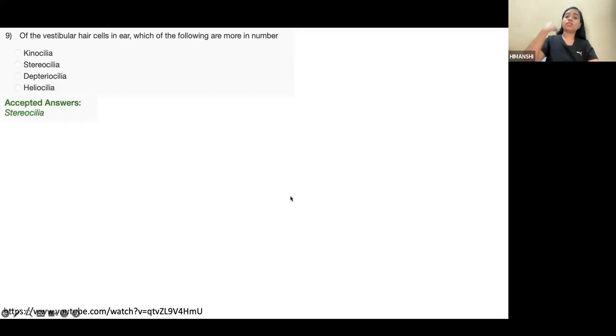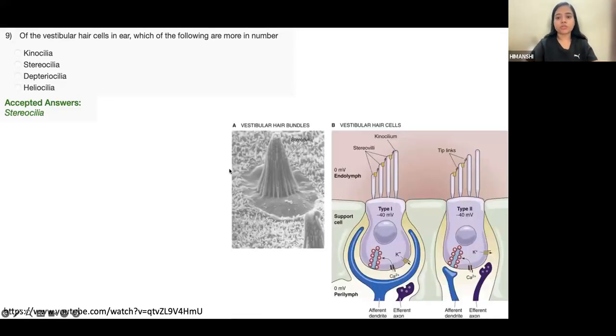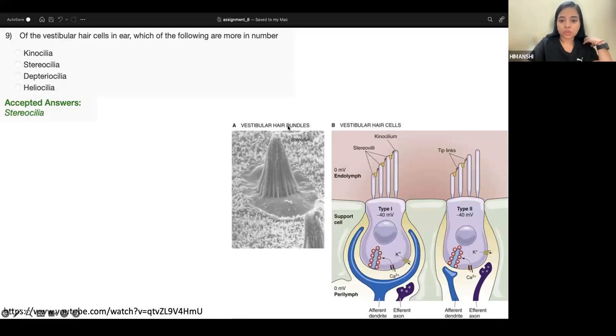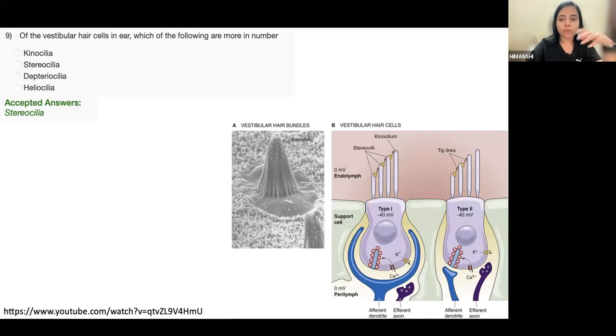The correct answer is stereocilia, because if you remember, the tallest one will be the lower in number, right? Because there was only one representative taller one and there were multiple smaller ones, and smaller ones are the stereocilia, correct? So this is the structure. This is how they look in real under laboratory condition where you can actually observe them. And these are how they can be depicted.